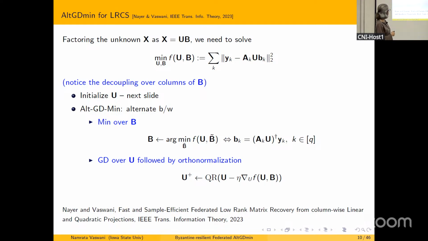You initialize U, I'll talk about that on the next slide, and then you alternate between minimization over b. This is what you need to do, but clearly because of this form of this cost function, this decouples as q very small dimensional low rank recovery problems, right? So the dimension of this A_k times U matrix is only m cross r. m is my number of measurements per column, so m is small. r is my rank, so r is even smaller. What we'll prove is that if you have a square matrix, then m of order r squared suffices. So m is small, right?